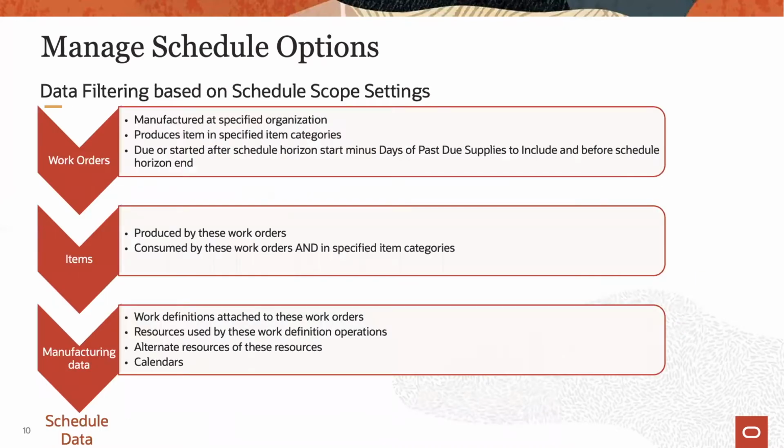This is a schematic of how data for a production schedule is filtered at time of schedule refresh. Work orders at the specified organization, which produce an item in the selected item categories, will be included if they fall inside the schedule horizon. Note that past due work orders can also be included. All relevant item and manufacturing data required by these work orders and their work definitions will be brought into production scheduling.